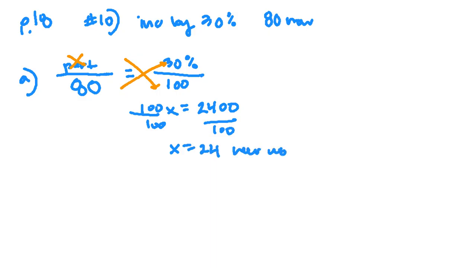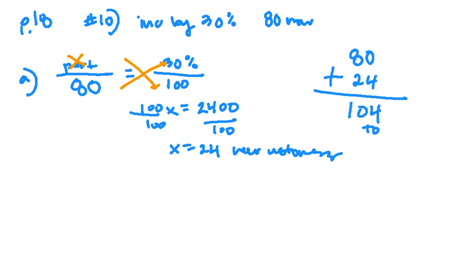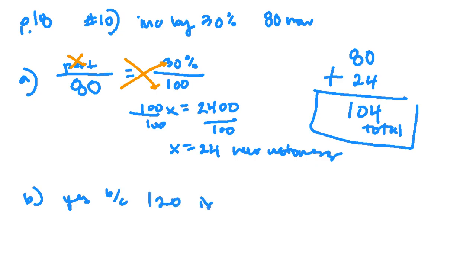Now, that's not the answer to the question. They would have the 80 that they started with plus, because they're increasing, 24 new. So they would have 104 total customers. That's the answer to part A. And part B, if they increase to 120 customers, were they successful? Yes, because 120 is more customers than their goal. I know I'm writing sloppy. Their goal was 104, so 120 is 16 more than that, so they were successful.